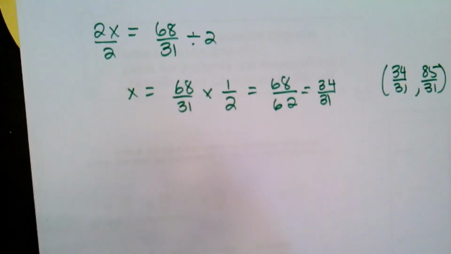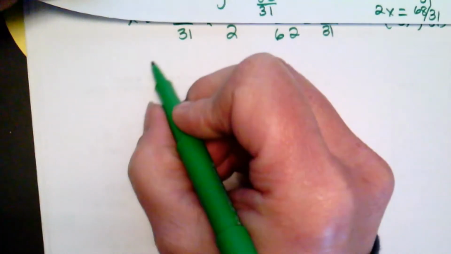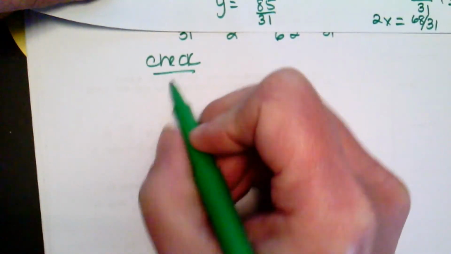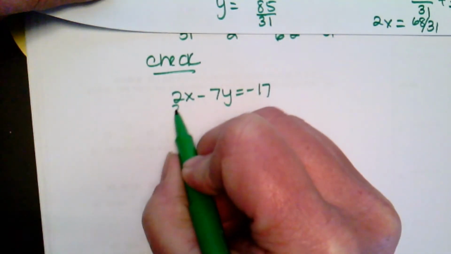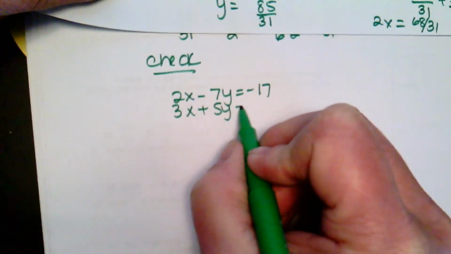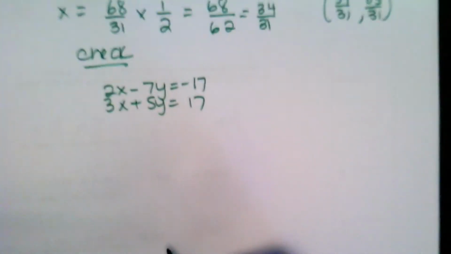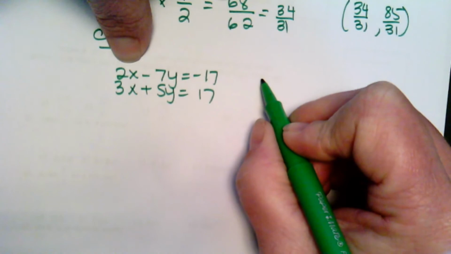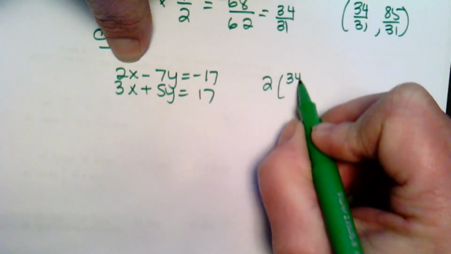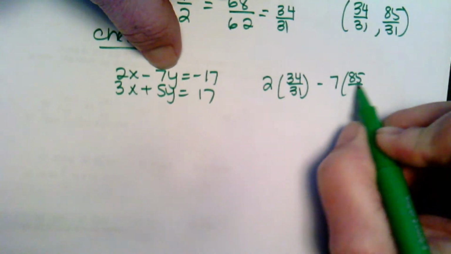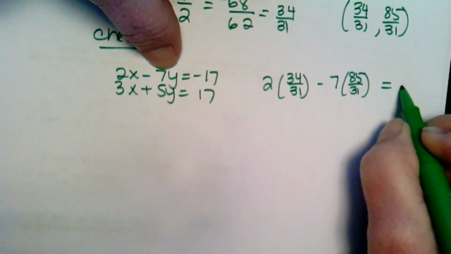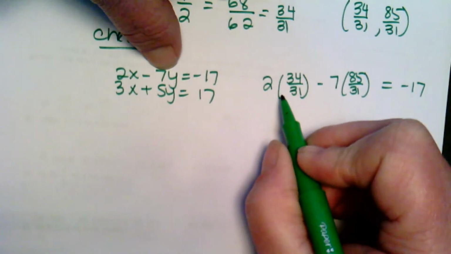Because we have fractions, I'm going to go ahead and plug it back into my original just to make sure it works. So I'm going to check. Let me rewrite my two equations. So we're going to plug those in. So we have our x as this, and our y as this. And they should equal -17.